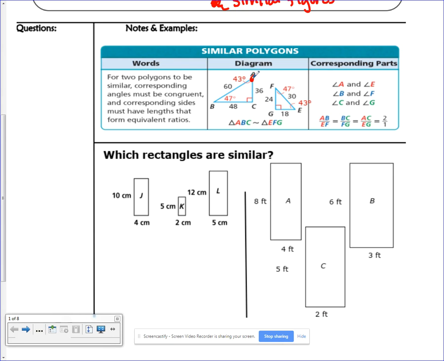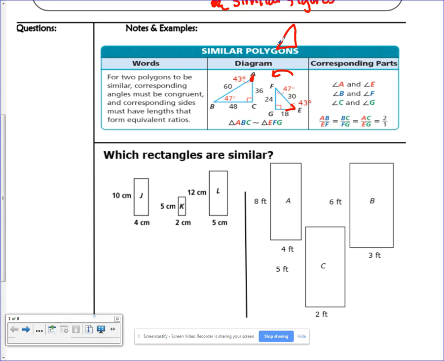Here's angle A up here, 43 degrees. That one matches up down here with angle E. Okay, so notice these aren't even in the same orientation. For me, my brain has trouble with that. I would probably take this triangle and spin it so all the parts match up.